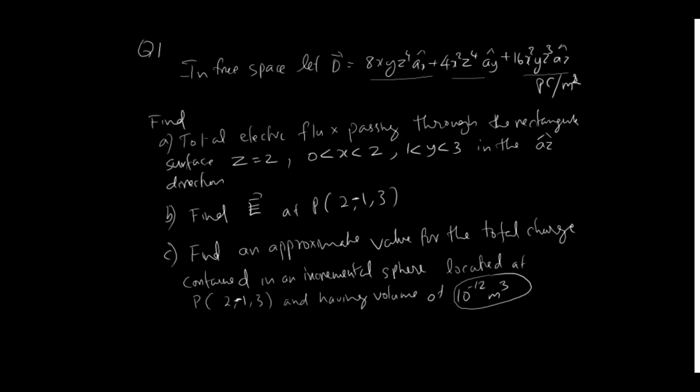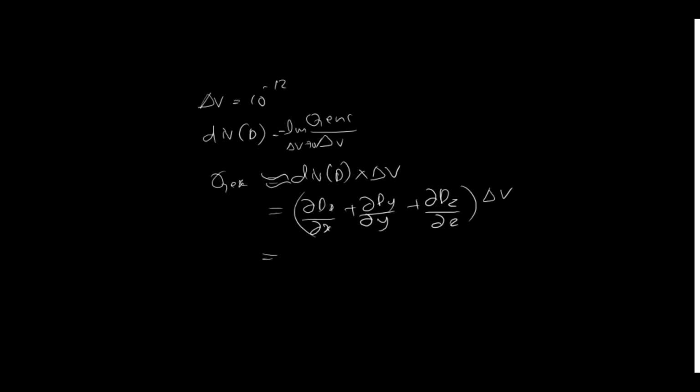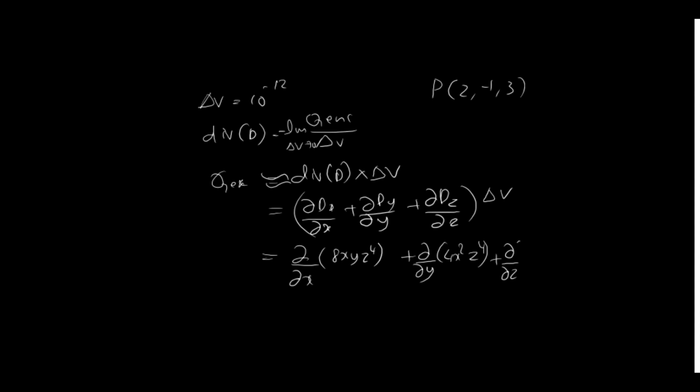Equal to, now what is Dx? 8xyz raised to 4. So dou by dou x of 8xyz raised to 4, this is the point also given, P 2 minus 1 3, plus dou by dou y of 4x square z raised to 4 plus dou by dou z of 16x square y z cube, into whole into delta V. Remember, when you take the divergence, there won't be any vector components, only scalar values.